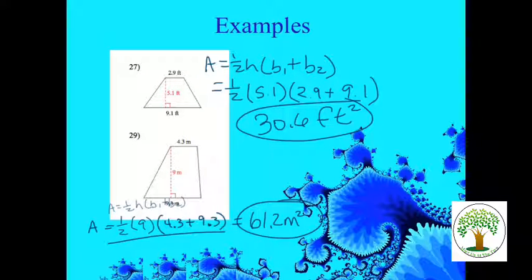But I need to have this highlighted section. I need to have a plugged-in formula and an answer. If you want to give me more, that's fine. Please don't give me less. All right.